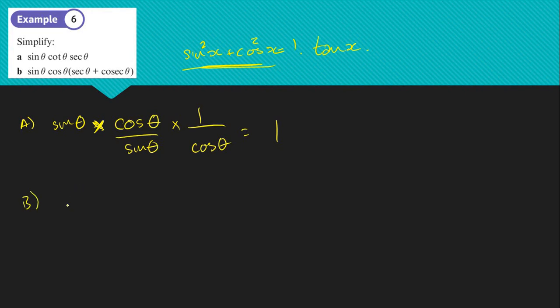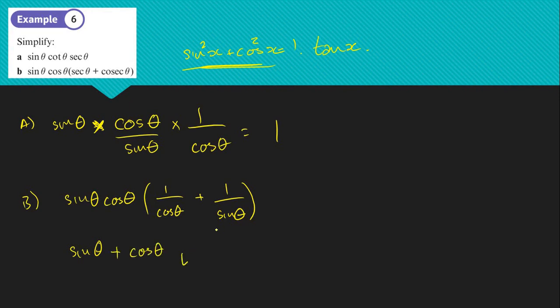With question B, sine theta cos theta are just exactly what you'd expect, but you've got sec, which is 1 over cos theta, plus cosec, which is 1 over sine theta. That'll be sine theta cos theta multiplied by 1 over cos theta first. So sine theta cos theta multiplied by 1 over cos theta, these two things will cancel, and then you've got sine theta cos theta multiplied by 1 over sine theta, which will come out as just cos theta.